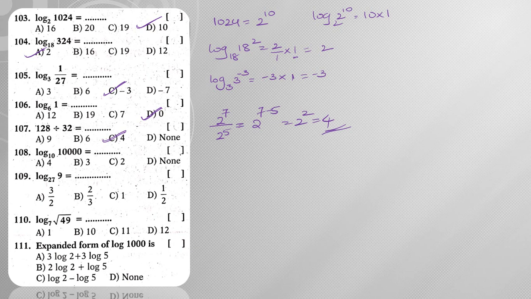Next, log 10,000. So 10,000 I can write as 10 power 4 to the base 10. Now using the power rule, the answer is 4 into 1, which is nothing but 4. Next, the same way, log 9 I can write as 3 square, and 27 I can write as 3 cube. By using the power rule, I can write 2 by 3 into log 3 to the base 3. So log 3 to the base 3 is 1. Hence the answer is 2 by 3.